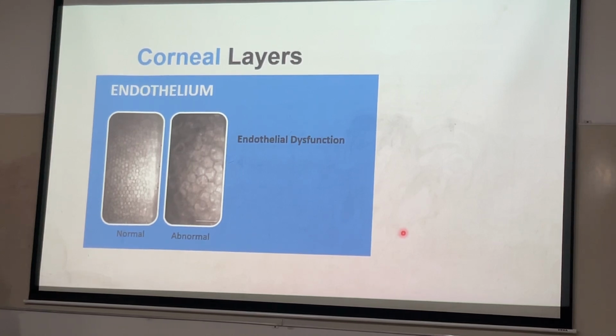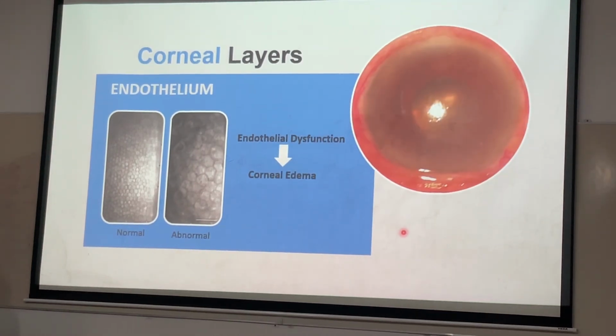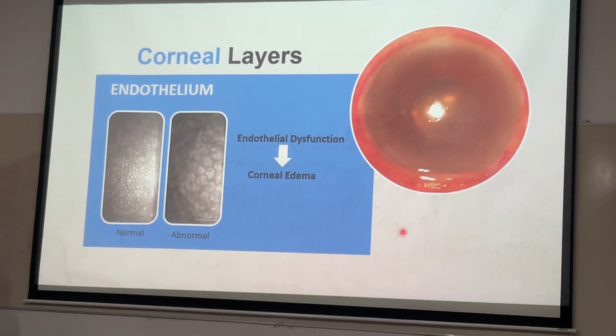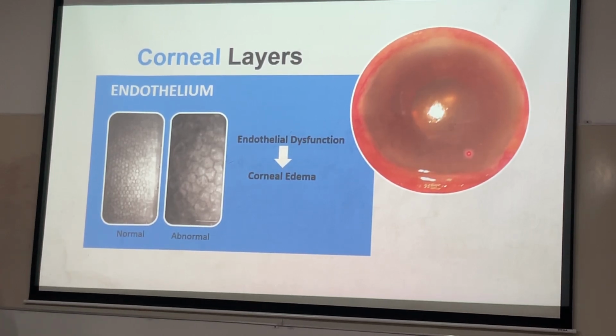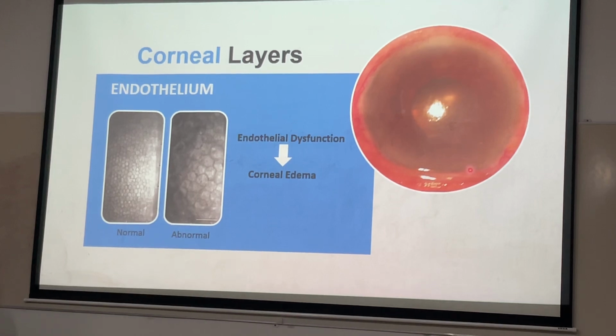So why is this important? Because when you have endothelial dysfunction, the cornea begins to become hazy or cloudy. Instead of being clear, now it becomes edematous. If you look at this photo, it's not as clear. That means you have endothelial damage.